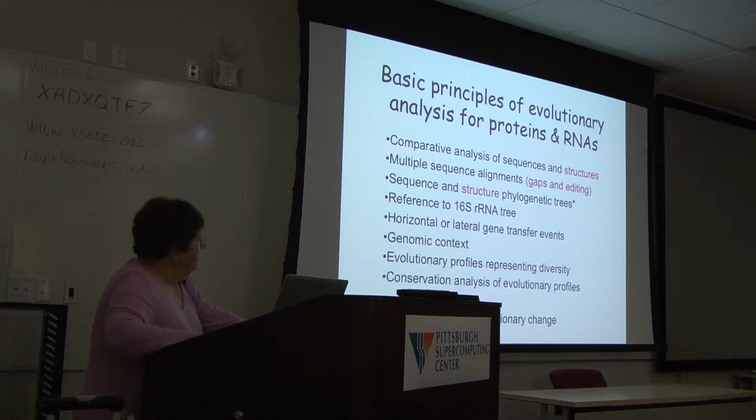Okay, so some of the basic principles for evolutionary analysis is you should get used to comparing not only the sequences, but now there's enough structures out there that you might and should be looking at comparing the structures. Realize that the alignments often need to be edited. As I said, I always like to go back and compare them to the phylogenetic tree based on the 16S rRNA, the reference tree here.